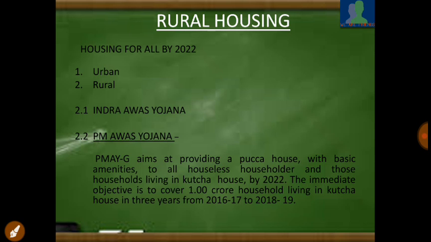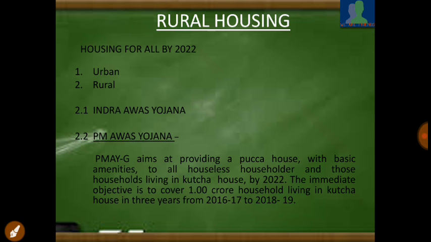houses to two types of households. One is those which are totally houseless, and another is those living in kacha houses. And this scheme is effective from 2016. Once, I will read this paragraph.